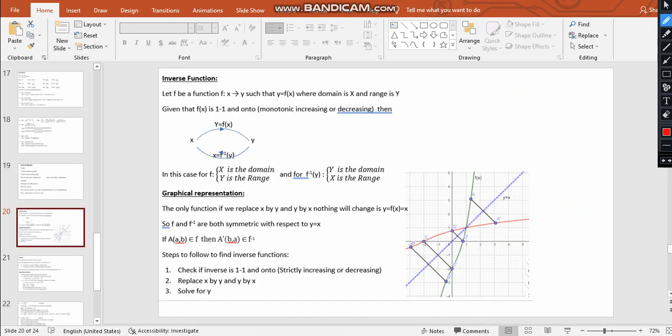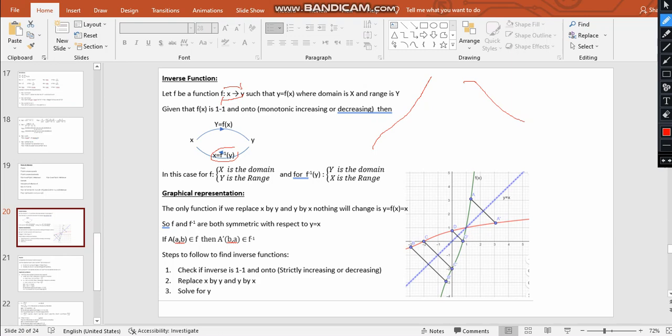Inverse function, we took it last year. So if you have f from x to y, if you want to return back, this return back is called f inverse of y. You have x, you go to y, y equal f of x. If you want to return back, you have f inverse of y. Always when you have an inverse function, the function must be monotonic. It's a bijection, always increasing or always decreasing. So when it's increasing or decreasing, we can talk about inverse function. If not, we cannot talk about inverse function.